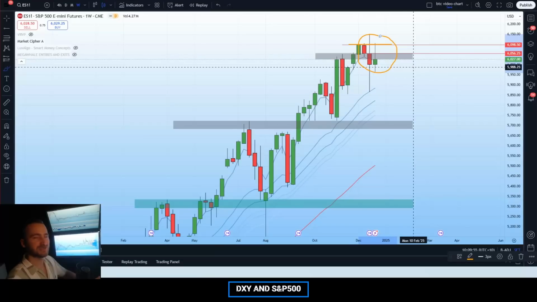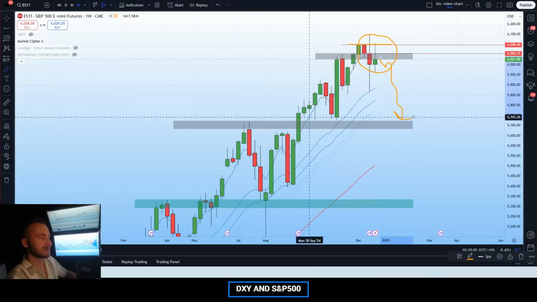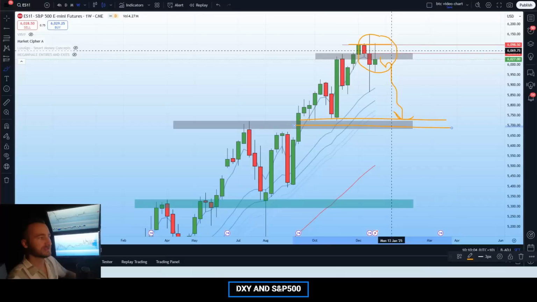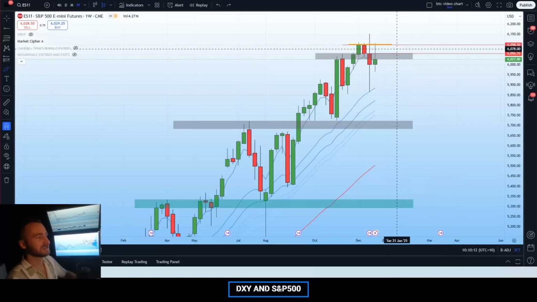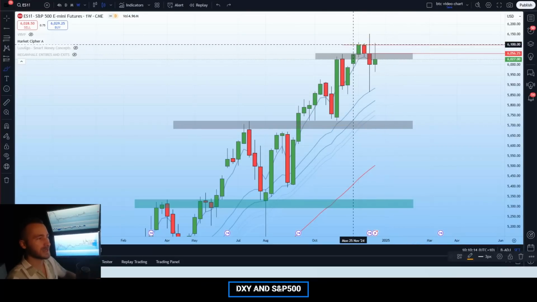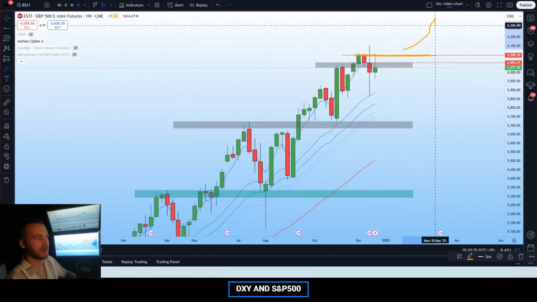The big question is, are we going to see the selling pressure continue into the new year and result in this downtrend to our lows over here, or will we see the price action climb back upwards? Either way, for us to be bullish on the S&P 500 on the short term, we absolutely need to see the price action close a weekly above 6,100. Above 6,100, we expect continuations higher.